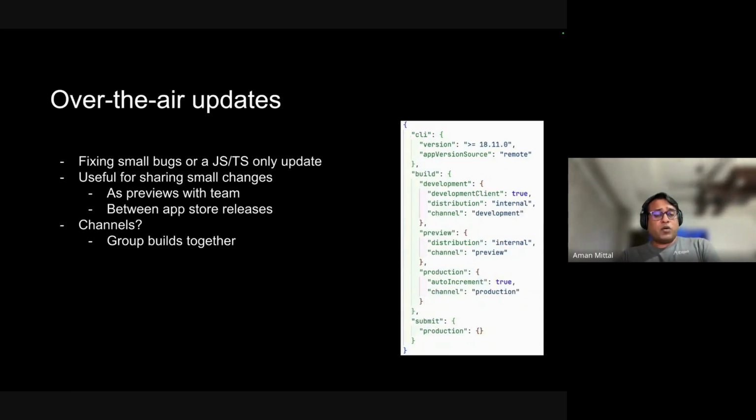The next part is over-the-air updates. There's the EAS Update service that allows you to share bug fixes or JavaScript and TypeScript fixes. And by bug fixes, I mean only inside the JavaScript and TypeScript code. If you have bugs in native code or a native library configured incorrectly, you still need to rebuild your app because it requires going through that compilation process.